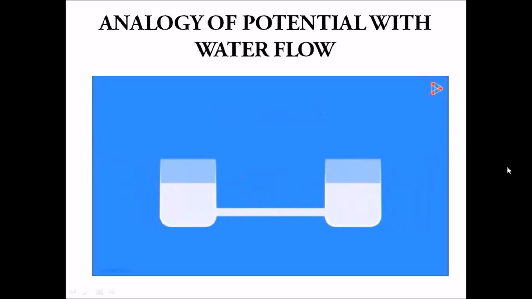Now let me give you a task. Without changing the amount of water in any of the beakers, can you make water flow from beaker 2 to beaker 1? Understand my question again. You need to make water flow from beaker 2 to beaker 1. But you're not allowed to change the amount of water in any of the beakers. So you can't add or remove the water from any beaker. How will you do it?